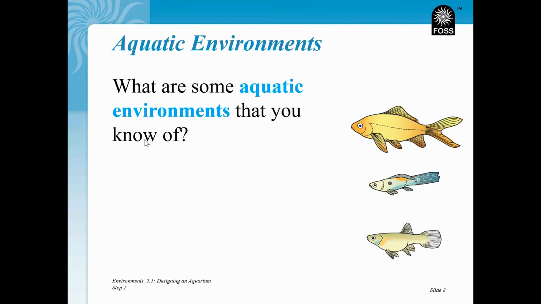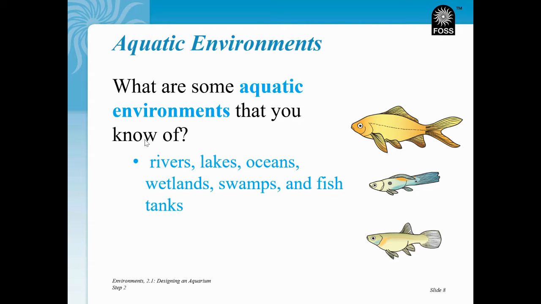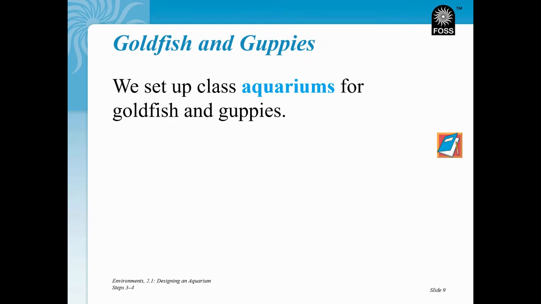So what are some aquatic environments that you know of? As always, you guys gave great answers to this question. The examples you gave were rivers, lakes, oceans, wetlands, swamps, and fish tanks. We'll be looking at living and non-living environments in a fish tank or aquarium today.